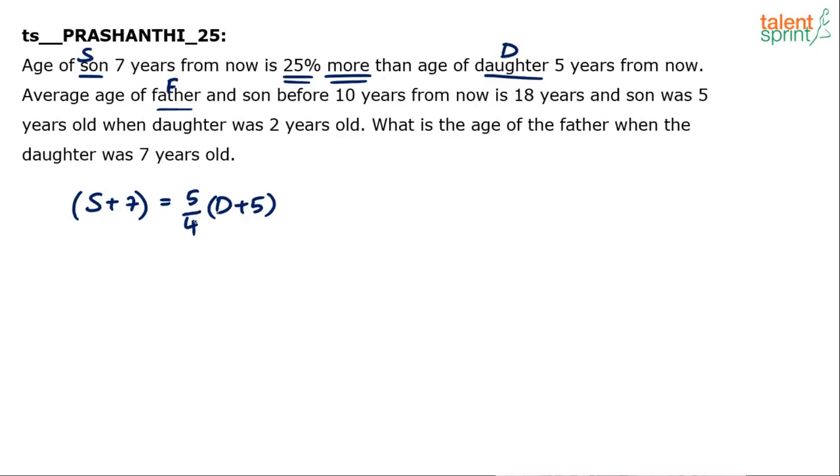So I'm directly writing it here. Don't get confused as to why or where from this 5 by 4 has come from, right? 5 by 4 is nothing but 125% or 1.25. So that's the first equation.